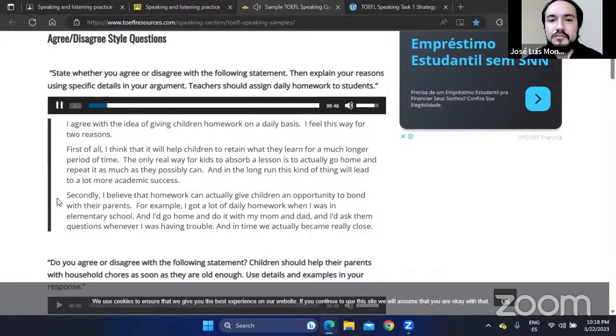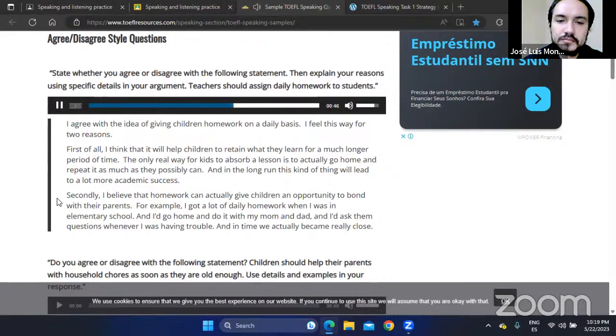I agree with the idea of giving children homework on a daily basis. I feel this way for two reasons. First of all, I think that it will help children to retain what they've learned for a much longer period of time. The only real way for kids to absorb a lesson is to actually go home and repeat it as much as they possibly can. And in the long run, this kind of thing will lead to a lot more academic success.